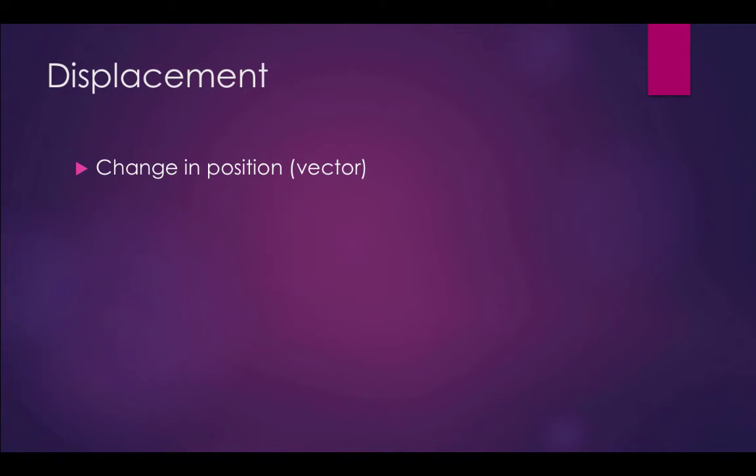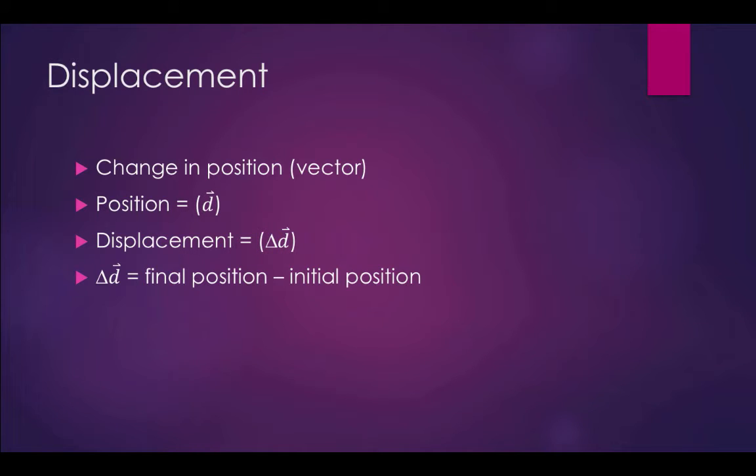Displacement is defined as change in position. It is a vector. The symbol for position is d with a vector sign. While displacement is change in position, change is denoted by the symbol delta, which is a triangle. Change in position is final position minus initial position. The formula for this is delta d equals df minus di, all with vector symbols.